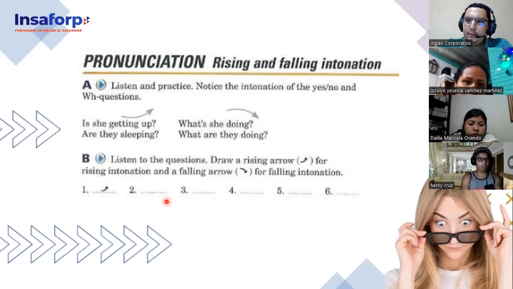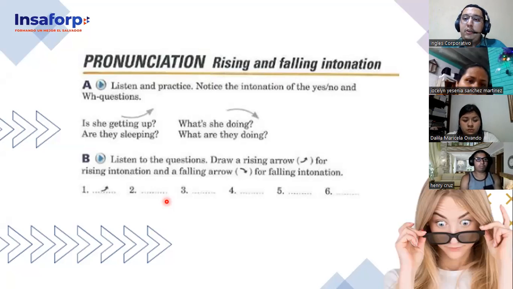You are not forcing the voice. You are telling the other person in a very peaceful way. But once the intonation of your voice rises up, how are you going to sound? You're going to sound happy, or you're going to sound mad or angry. How do you think this one might change in Spanish? Ya vení.